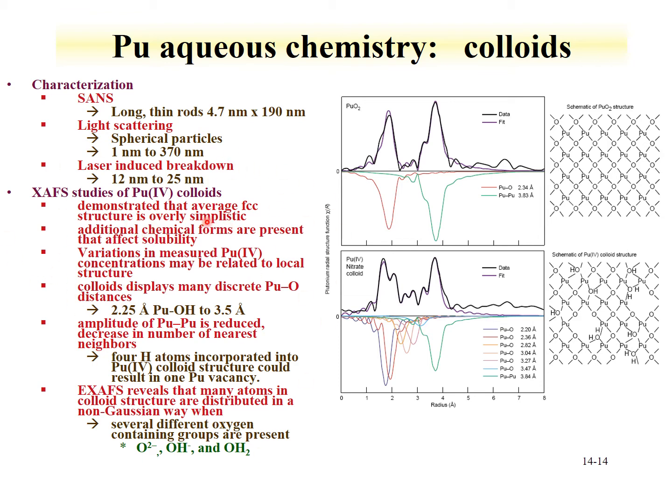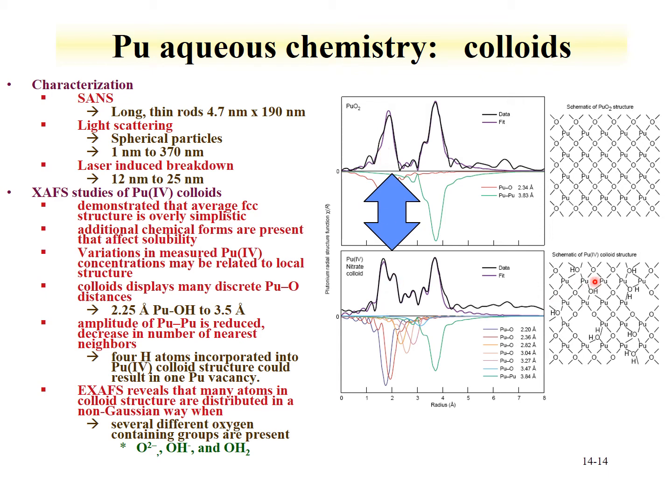They do demonstrate the average face-centered cubic structure, being somewhat overly simplistic but reasonable. And what can be seen here is that this is data for plutonium dioxide. This is what the structure would look like, nice and organized and patterned. We see this from the XAFS data.